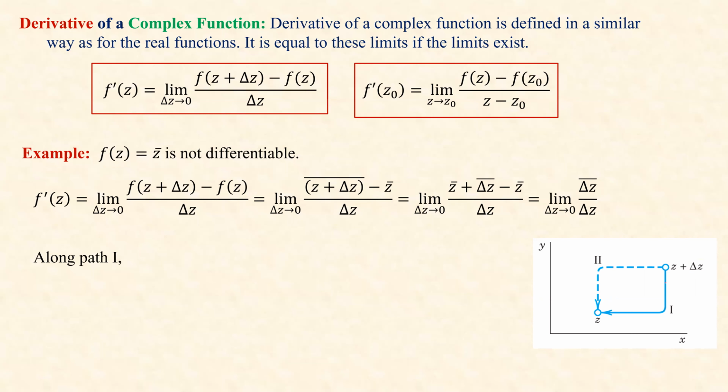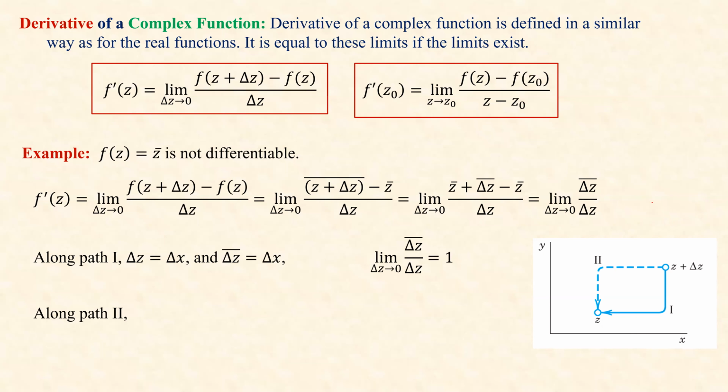So along path 1, delta z is equal to delta x plus i delta y. Along path 1 means first you put delta y equal to 0, and then make delta x go to 0. So when you get close here, you already put delta y equal to 0, so delta z becomes just delta x. And when delta z is delta x, what is delta z bar? It means the complex conjugate of delta z. In this case, delta z is real, so the complex conjugate is the same as delta x, and therefore delta z bar over delta z is 1, and the limit becomes 1 as delta z goes to 0 along path 1.